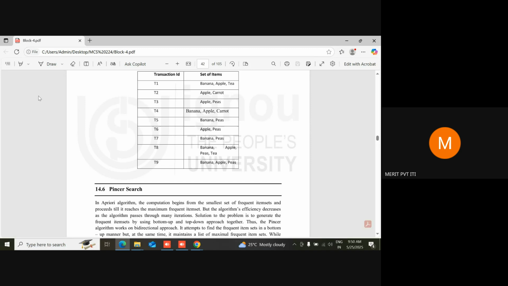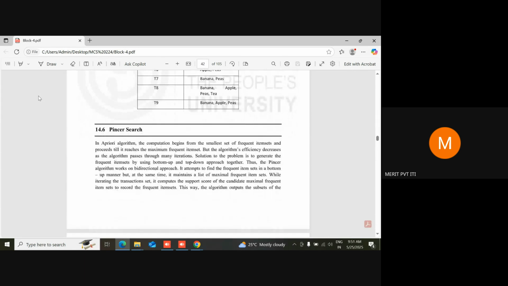Last is the Pincer search. In the Apriori algorithm, the computation begins from the smallest frequent item set and proceeds until it reaches the maximum frequent item set. But the algorithm's efficiency decreases as it passes through many iterations. The solution to the problem is to generate... we said that the previous one becomes better. But let us see, Pincer search is still better by using bottom-up and top-down approaches together. Thus, the Pincer algorithm works on a bidirectional approach, bottom-up and top-down.